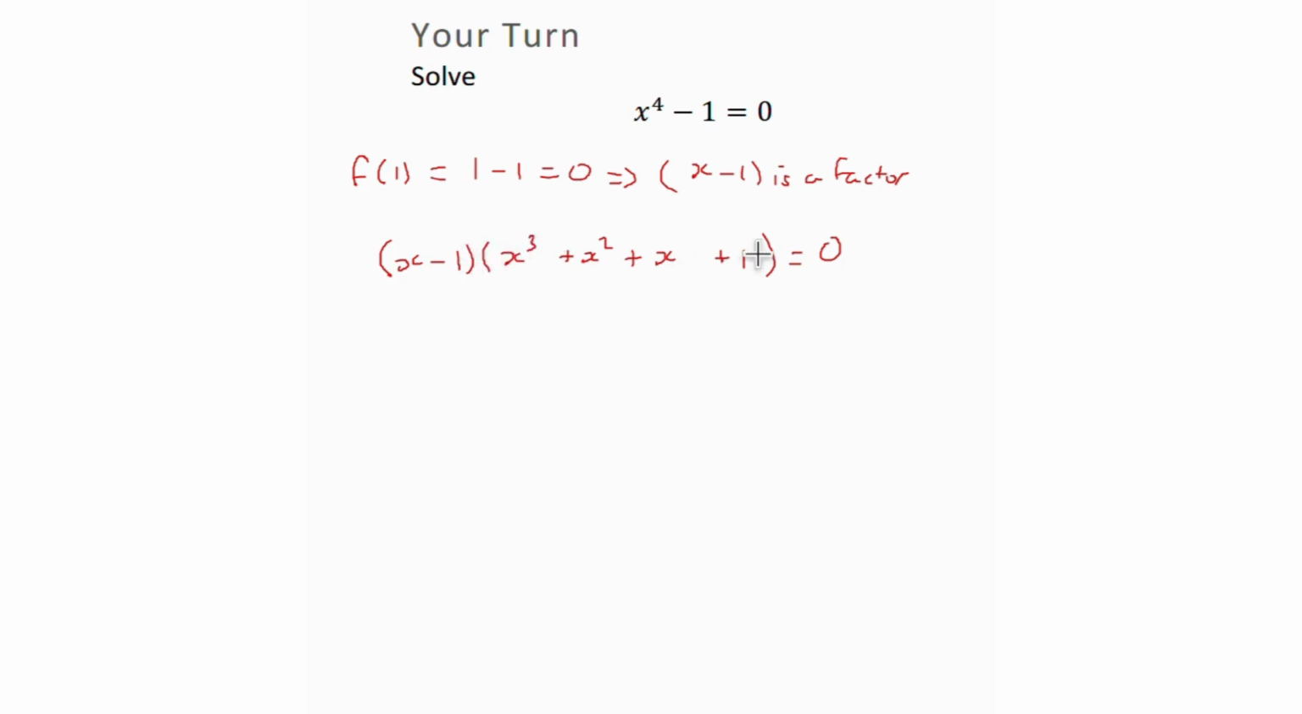Now I'm going to do the same thing for this cubic. If the cubic is g of x, let's do g of 1. Get 1 plus 1 plus 1 plus 1. That's not 0, so that doesn't work. What about minus 1? Get minus 1 plus 1 minus 1 plus 1, that is equal to 0, which means that x plus 1 is a factor.